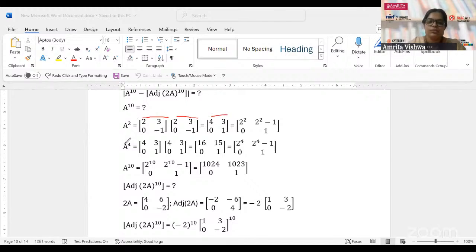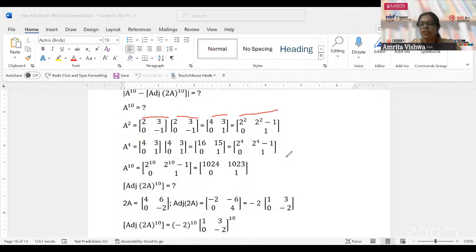Now, when it comes to A raised to 4, as you have A square and A square, you can just multiply it and you'll get A raised to 4. When you observe it, A square is 4, 3, 0 and 1. Here A raised to 4 is 16, 15, 0 and 1. So it's of some relation, and you can just find out the relation. This is going to help because we have to find A raised to 10. Here 4 is 2 square and 3 is 2 square minus 1. So 16 is 2 raised to 4 and 15 is 2 raised to 4 minus 1. So you have the relation.